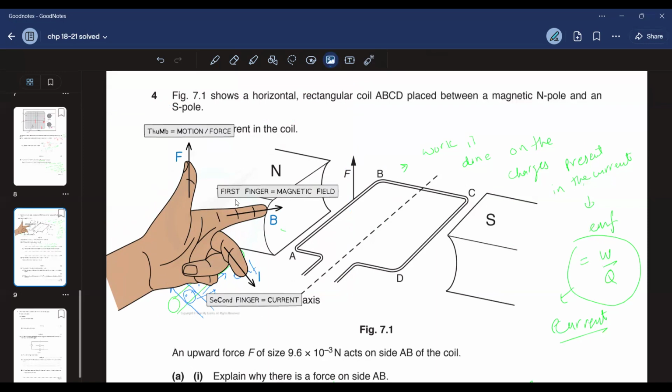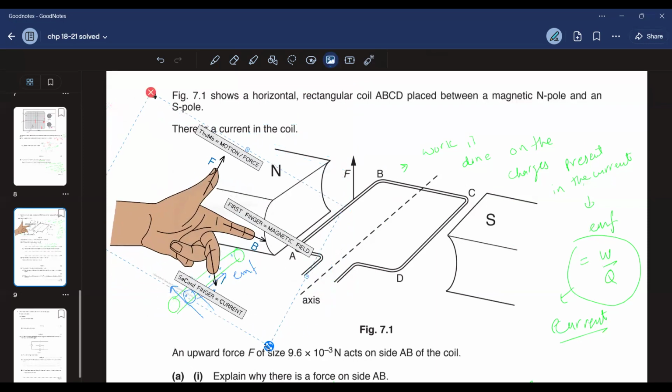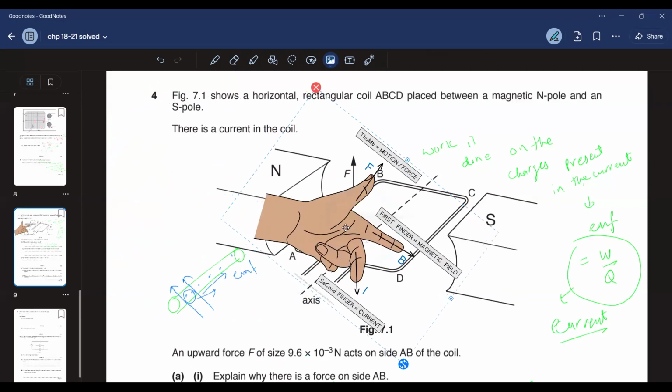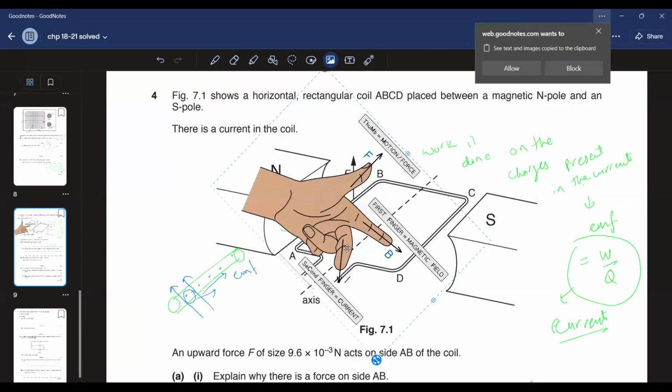अच्छा, अब let me put this finger in. If I could rotate it like this. अब force is upward, magnetic field is in this direction. तो current कहाँ से किस तरफ move कर रहा है? Towards, from me, B to A. ठीक है? So according to left hand rule, the current is moving from B to A.